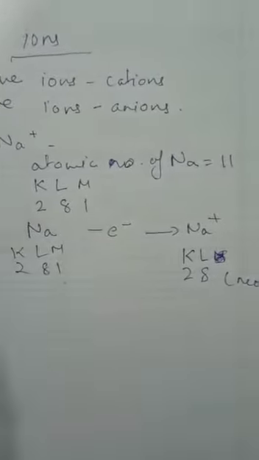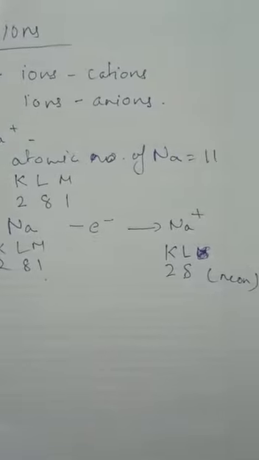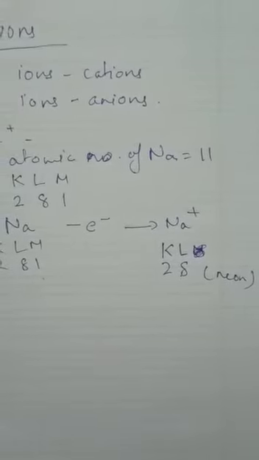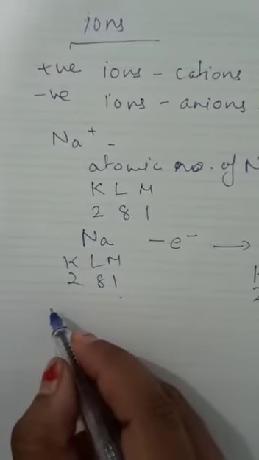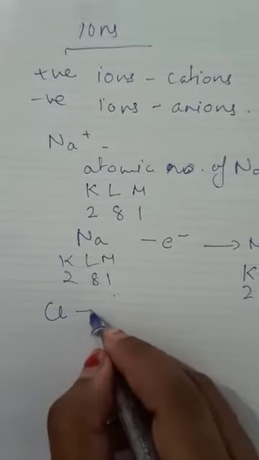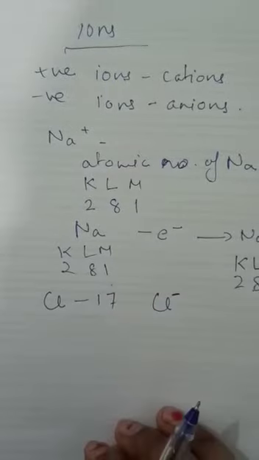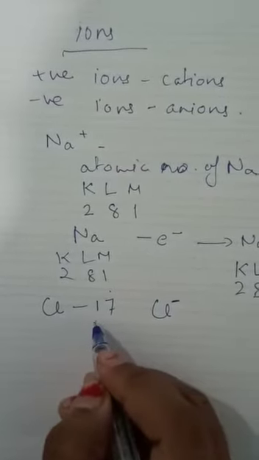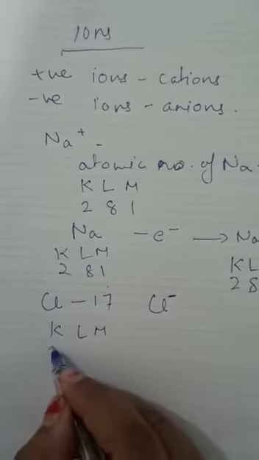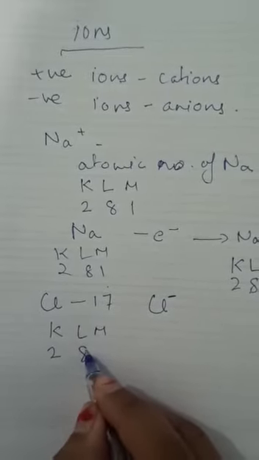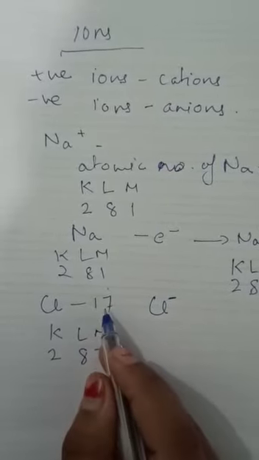As I told you, anions are formed by gaining one or more electrons. Here let's take the example of the chlorine atom. The atomic number of chlorine is 17, and we represent the chlorine ion like this. This is the chlorine anion. When we write the electronic configuration of chlorine, the first shell has 2 electrons, the second shell has 8 electrons, and the third shell has 7 electrons. 2 plus 8 is 10, plus 7 is 17 electrons.